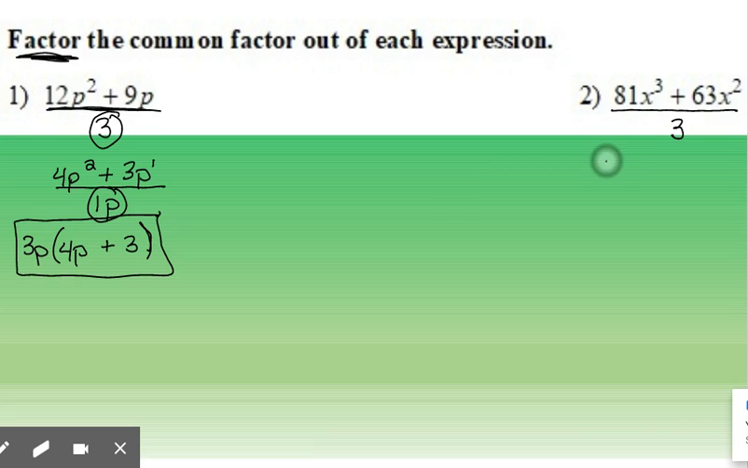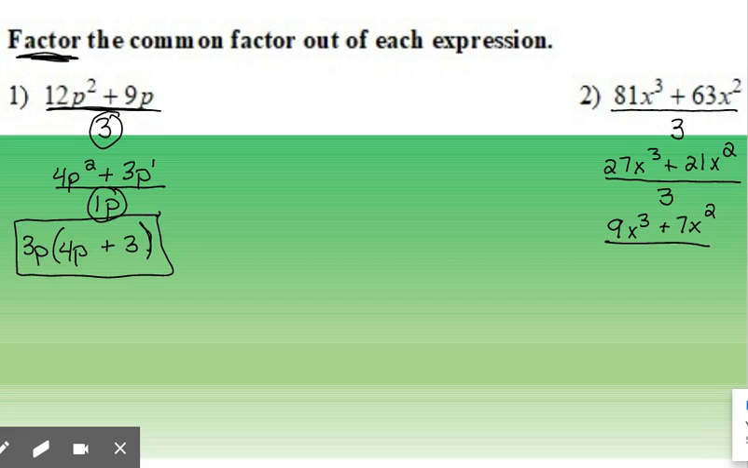And that's going to leave me with 27x to the third plus 63 divided by 3, 21x squared. Well, if I look, I've got 27 and 21. I can divide by 3 again. That's going to be 9x to the third. 21 divided by 3 is positive 7x squared. I look at my numbers, 9 and 7, and 1, it's done. So numbers are done. Now I'm going to look at my variables.